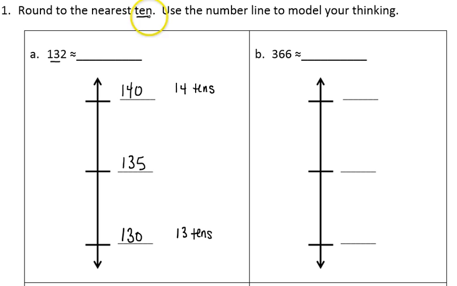The next step is to actually plot the number on the number line. I have 132. Well, it's going to fall between 130 and 135. I'll put that on my number line. Since 132 falls below the midpoint, when we round it to the nearest 10, we will round down. That means 132 rounded to the nearest 10 equals 130.